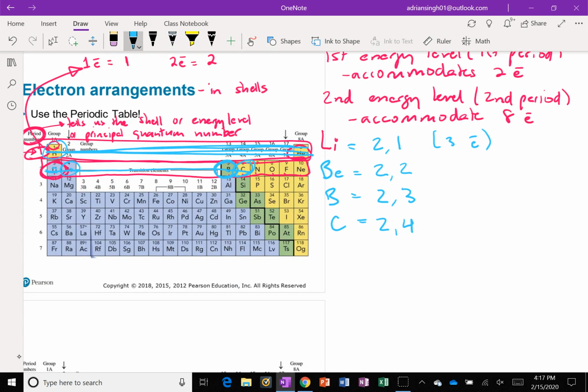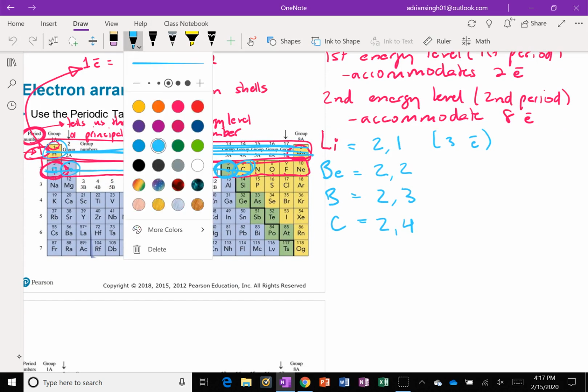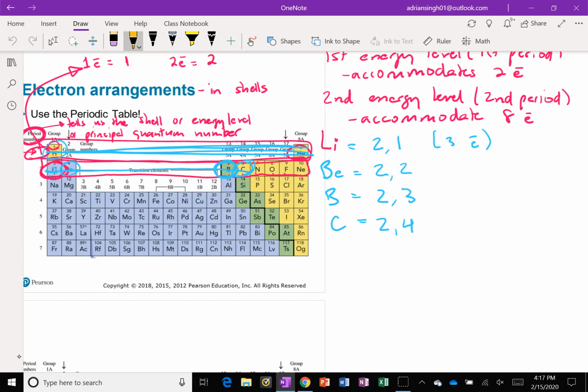Let's jump to neon right now. So there's neon right here. You can see neon has 10 electrons. We're going to start at the top. We're going to work our way across. So 1, 2 gets us to helium. And then 1, 2, 3, 4, 5, 6, 7, 8 gets us to neon. And those are our 10 electrons.